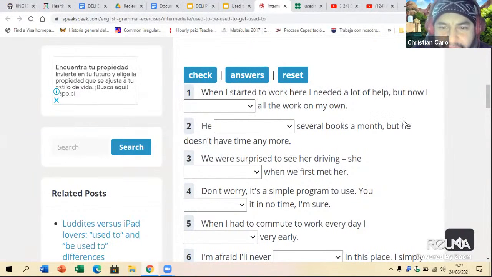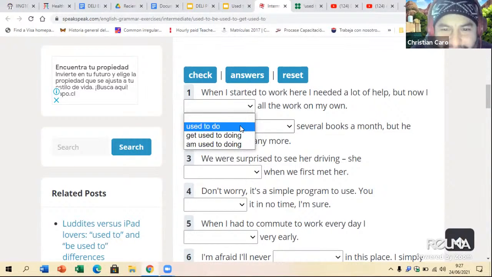Number 1. When I started to work here, entra cualquier personaje. Okay, let's do this. If you do it well, I'm gonna give you the round of applause. When I started to work here, I needed a lot of help, but now I used to do all the work on my own, or get used to doing all the work on my own, or I am used to doing all the work on my own.